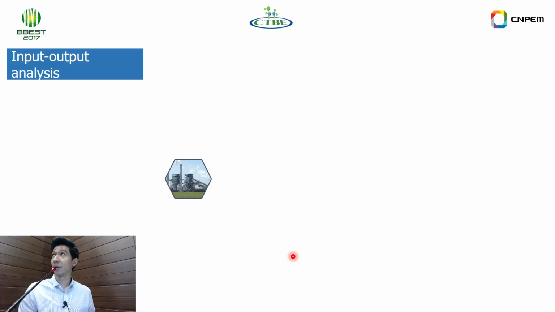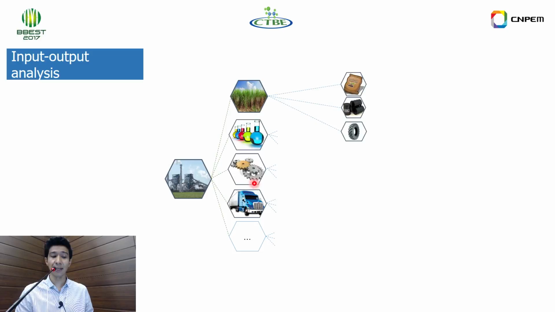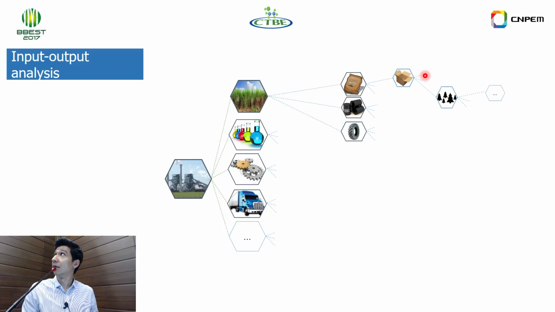For those who don't know input-output analysis yet, for example, let's imagine you need to produce ethanol and you need a biorefinery. In order to produce ethanol, you need inputs: sugarcane, chemical inputs, maintenance, transportation services, a lot of services and goods. Then, for example, sugarcane depends on a lot of other industries. For example, we depend on the oil and gas industry, we depend on the rubber industry.